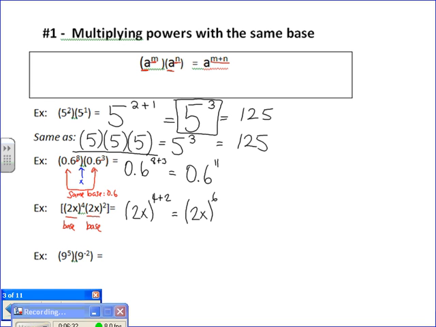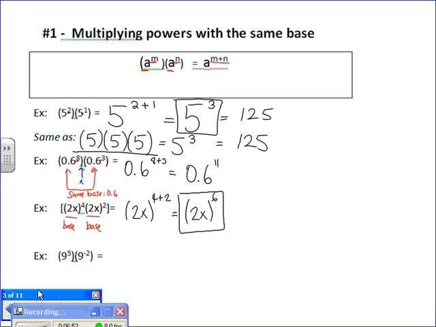I'm going to leave my answer like this for now. But later on, we're going to apply that exponent 6 to both the 2 and the x in order to get rid of the brackets. But for now, we can just leave it exactly like this. I'm just looking at adding my exponents together. Okay. Let's do another one here.